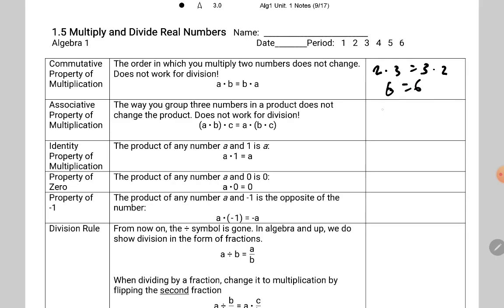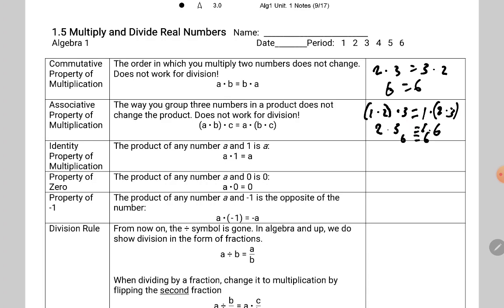The associative property of multiplication. Just like the one with addition, you can group two numbers together. So let's say 1 times 2 times 3. I can do these first, or I can do these first. So this would be 2 times 3, and this would be 1 times 6. 6 equals 6. So it doesn't matter how you group them, as long as it's just multiplication.